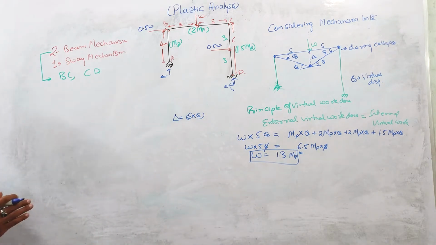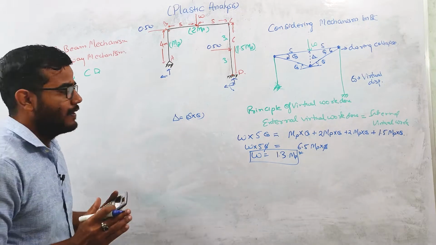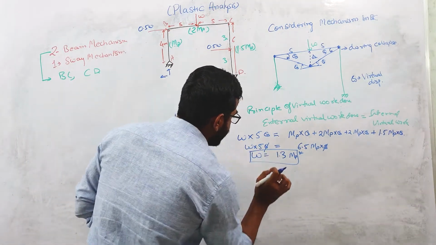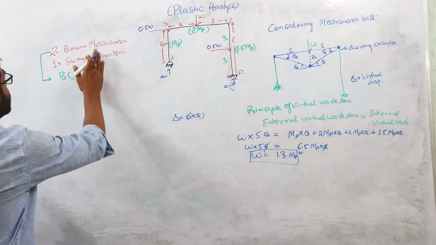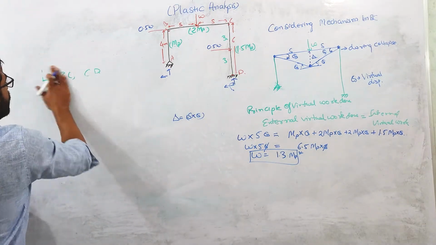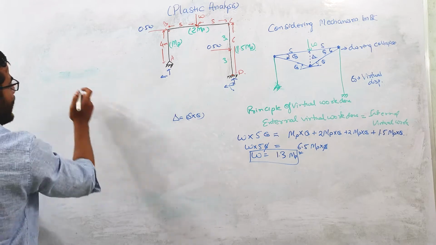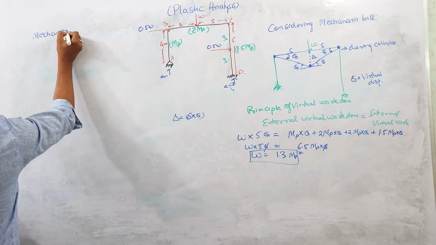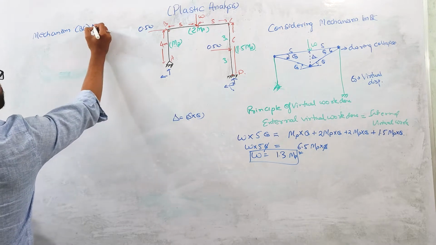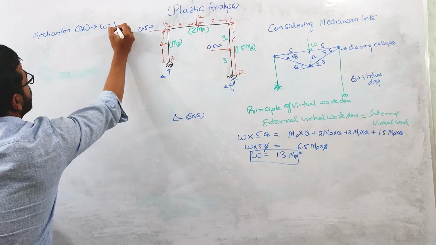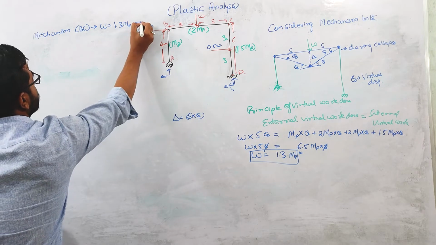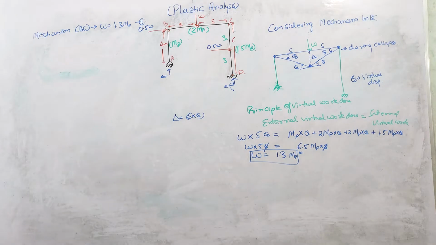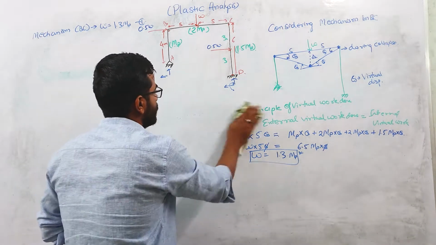So when the beam mechanism is taking place in BC member, then the value of the collapse load W comes out to be 1.3 mp. So let us suppose this is mechanism 1. Mechanism 1 is beam mechanism in BC, and the value comes out to be W equals to 1.3 mp. Now let us talk about mechanism 2.